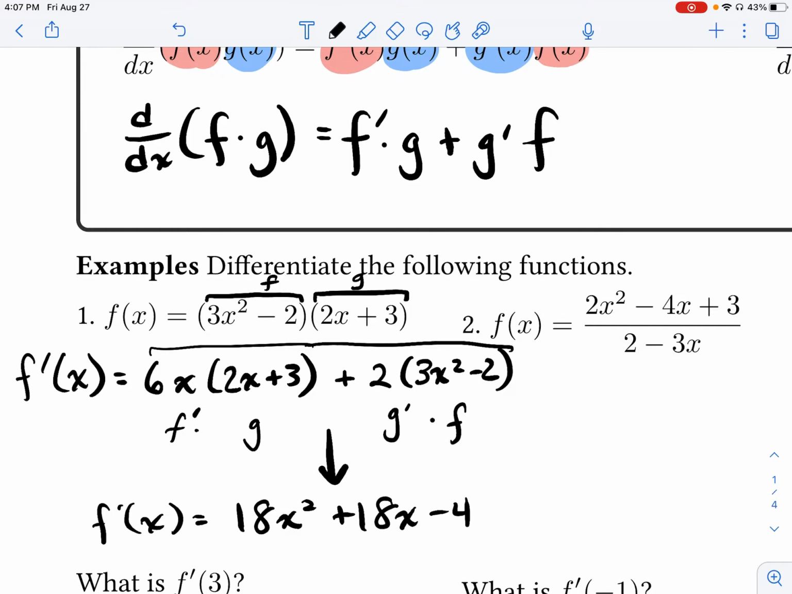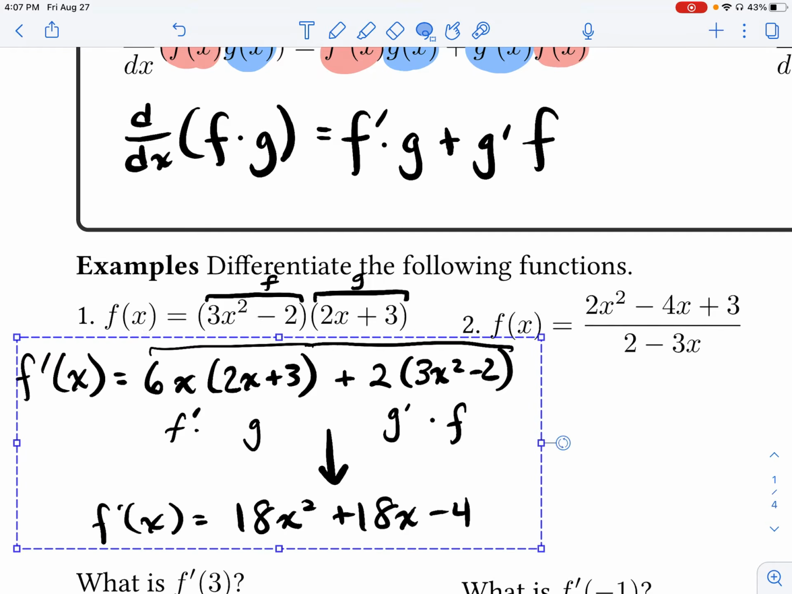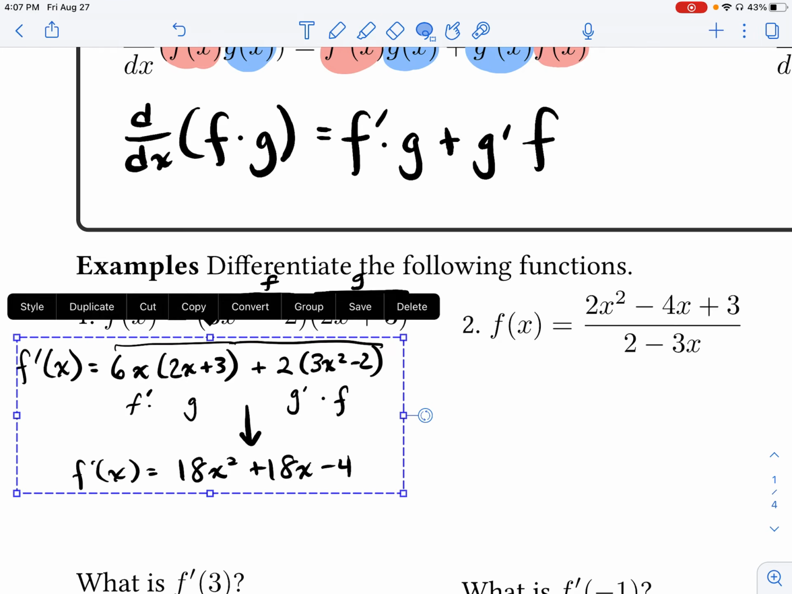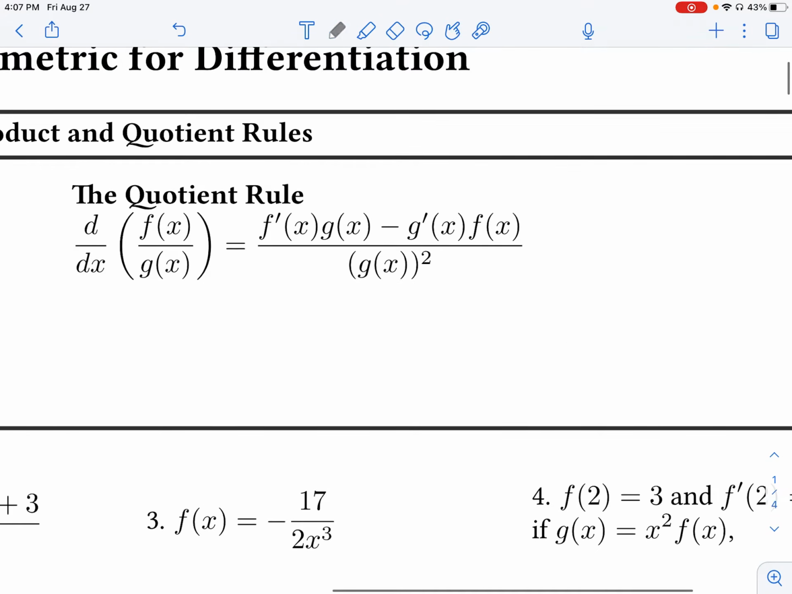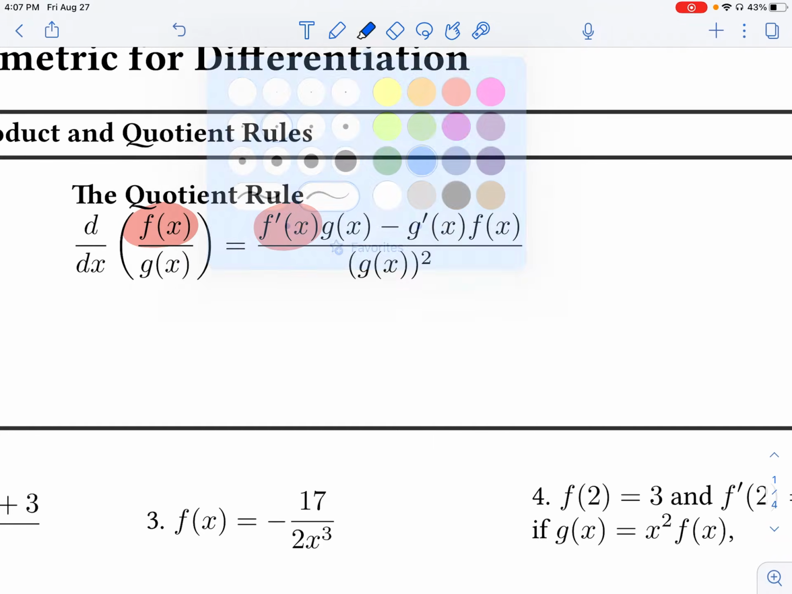Okay. The second rule that I want to discuss is the quotient rule. Let me just make some space here. Let's talk about the quotient rule now. What is the quotient rule saying? The quotient rule effectively says that when we're finding the derivative of the quotient of two functions, initially it's going to work out pretty similar. It's the derivative of f of x, the numerator, f prime of x, times g of x, the denominator function.